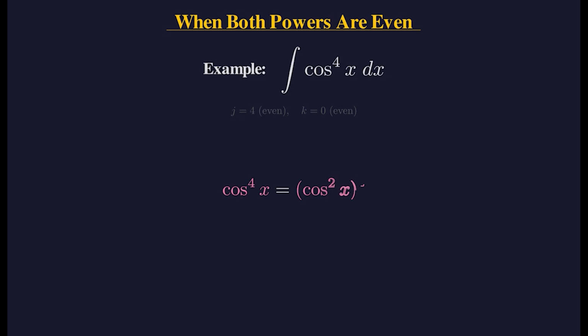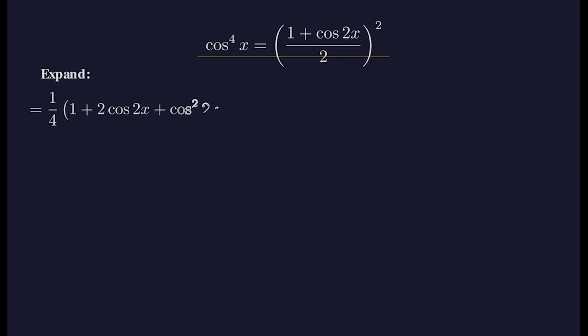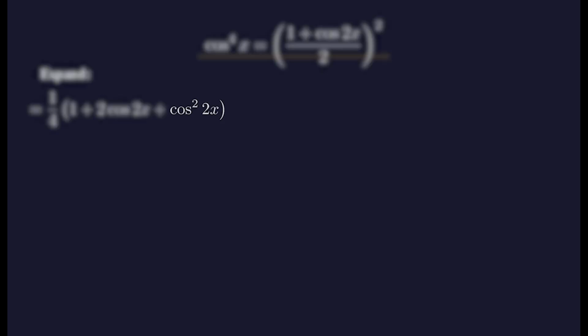Well, cos to the power 4x is equal to cos squared x, squared. And what's cos squared x? Well, cos squared x, as we've seen before, is equal to 1 plus cos 2x over 2. So therefore we have 1 plus cos 2x over 2, squared. If we expand this, guys, we get a quarter times 1 plus 2 cos 2x plus cos squared 2x. So as you can see, we've got another issue here. And what is that issue? Well, the issue is that cos squared 2x is still even.